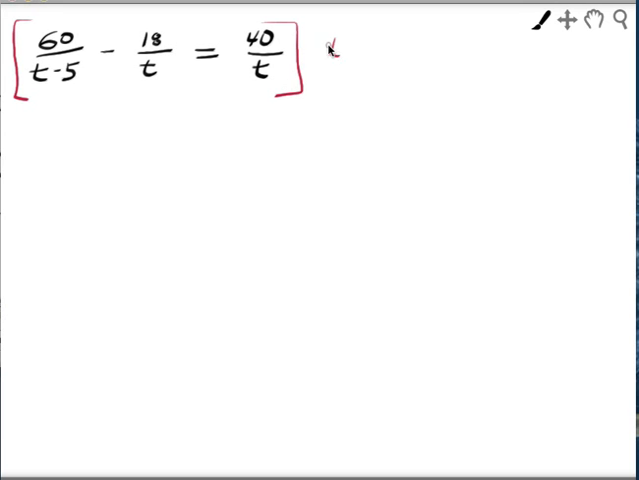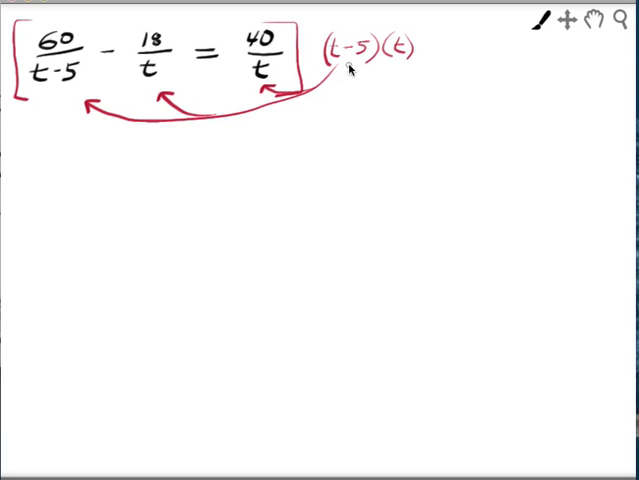If I multiply that first fraction over there, the one with 60 on top, by this quantity, the t minus 5's will cancel. And for the other two terms, I'm going to have to multiply by t to get the single t to cancel. So that's what we're going to multiply all three terms by, both sides of the equation by. Think of it as extended distribution. And now here we go.